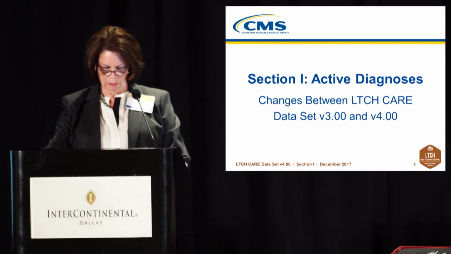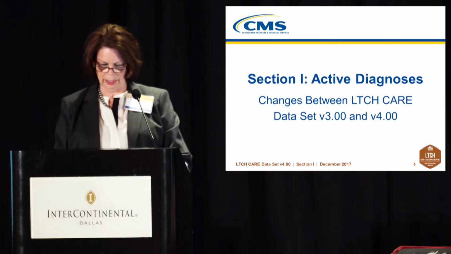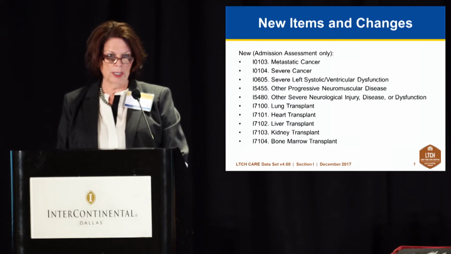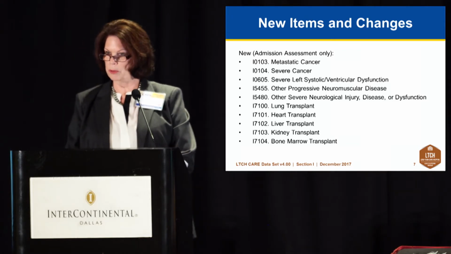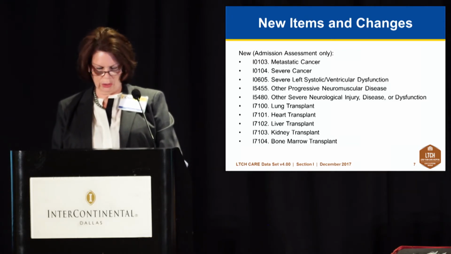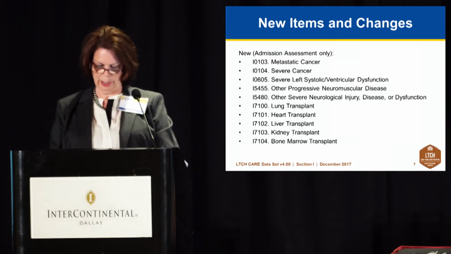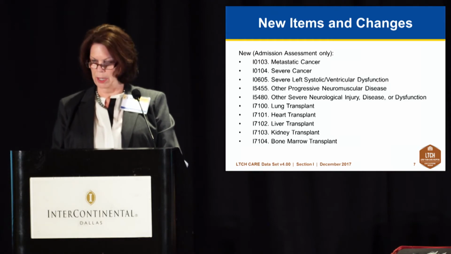I'm next going to go over the changes between version 3.0 and 4.0 of the LTCH CARE Data Set. So this slide summarizes the new items and the changes. And as you can see, the list of comorbidities and coexisting conditions have been expanded to address risk factors or risk adjusters that will be used to calculate the two new ventilator liberation quality measures, which I'll be talking about later. I will briefly draw your attention to the new items.